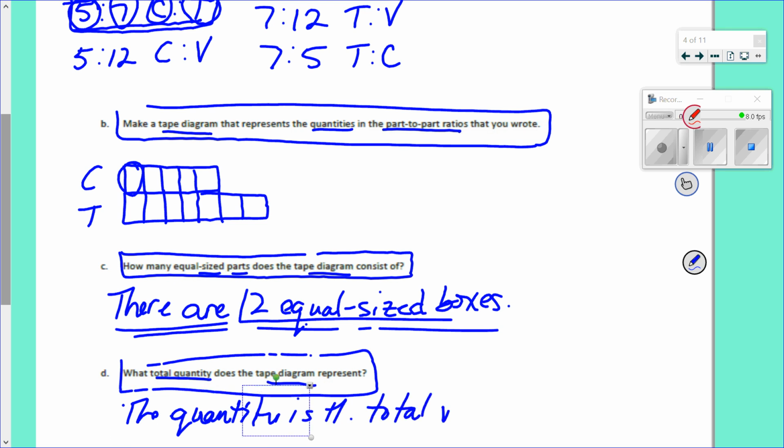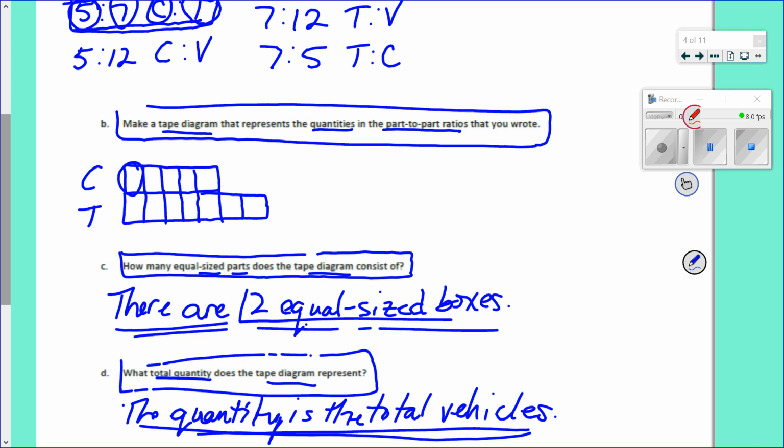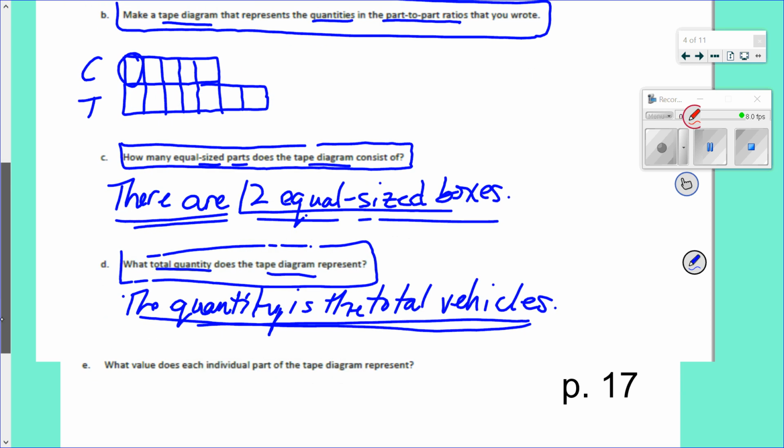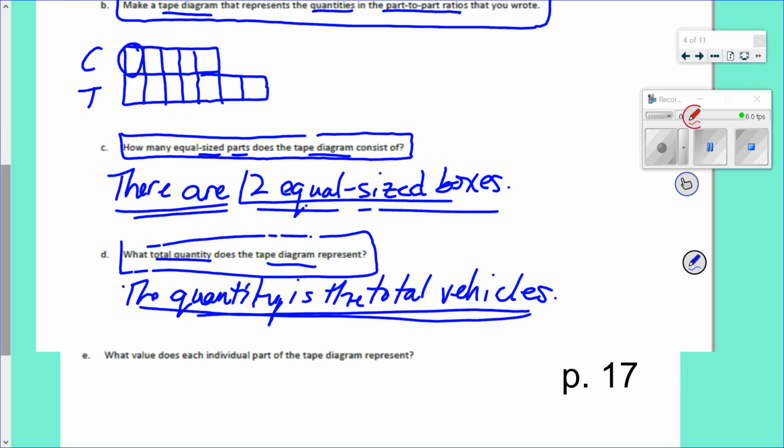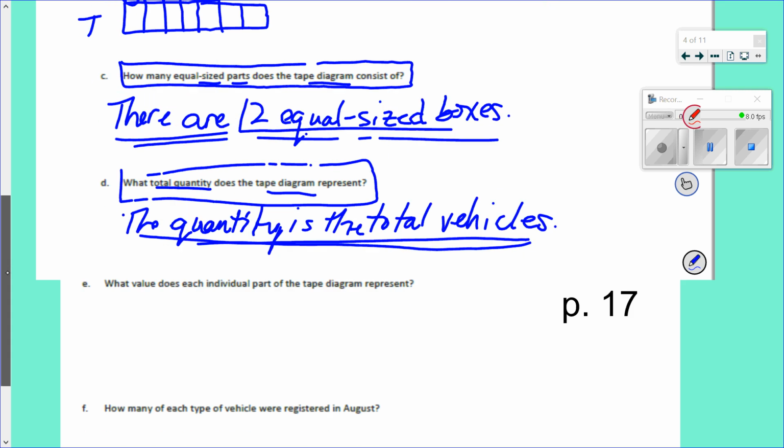And I apologize, every once in a while my smartboard freezes, but you can hear what I'm saying, even if you can't read it all. So the quantity is the total vehicles. Does that make sense? Yes. Quantity is the total vehicle. Yep. Okay, go ahead and turn the page. Hang on, I'm still writing now. It's still there. That's why I put them together, because these all kind of go together.